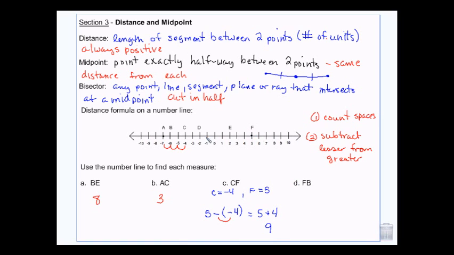If I want to find F and B, F is still 5, and B is -6. It's going to be 5 minus -6, and if you don't like the happy man, you can make a big giant plus sign. 5 plus 6 is 11.